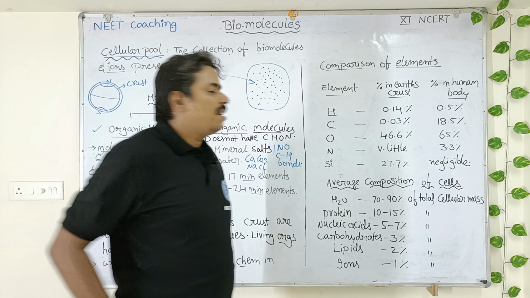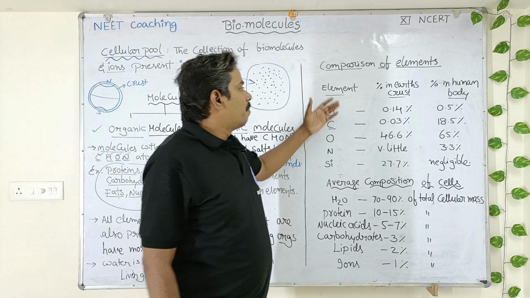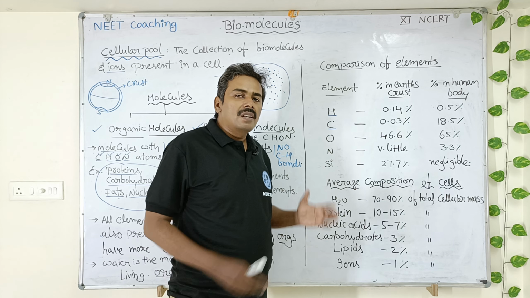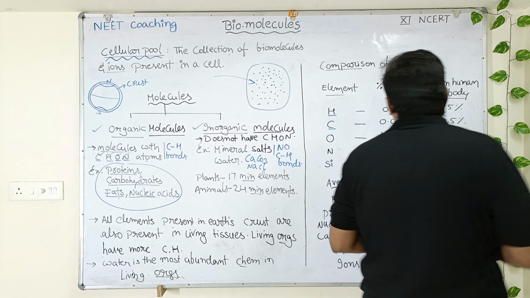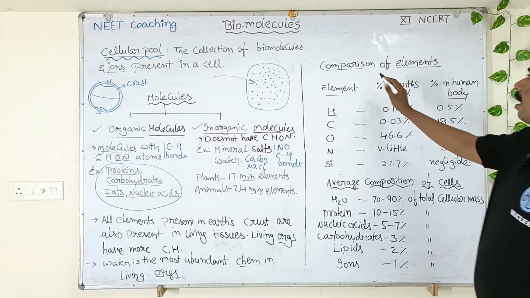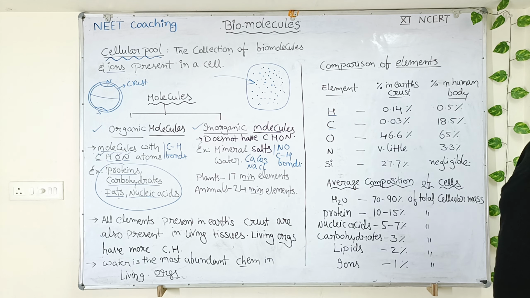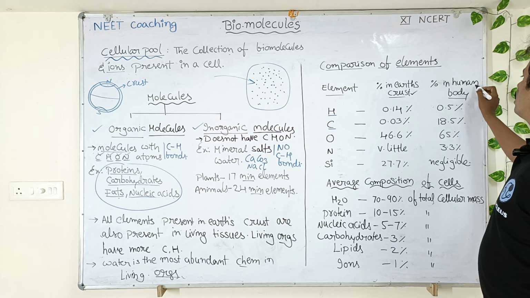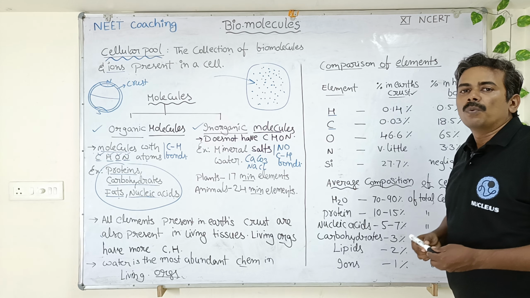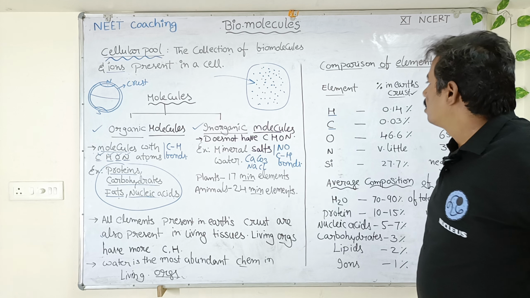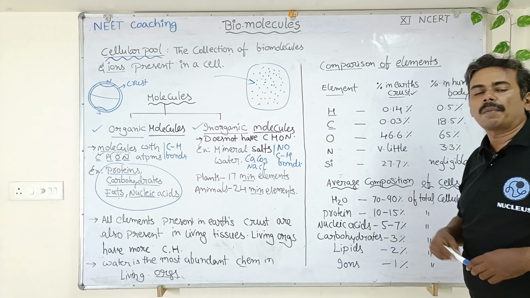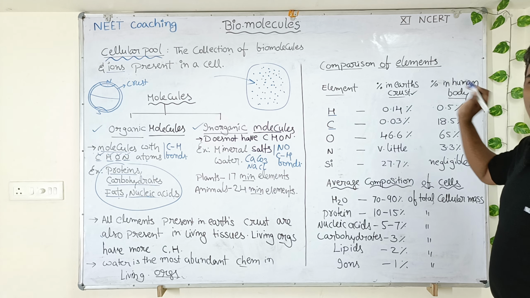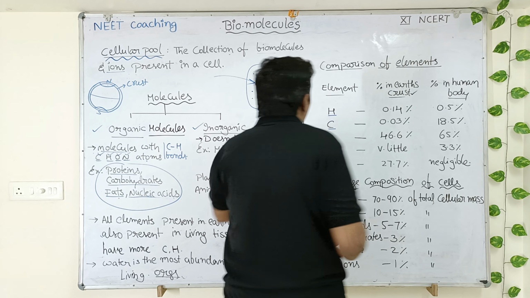Here in the NCERT textbook, they have given beautiful tabular columns. Many questions will be asked in the NEET examination. Let us see. The first tabular column is a comparison of elements: the elements present in Earth's crust and the elements present in the human body. We are going to compare these two. So first, hydrogen.